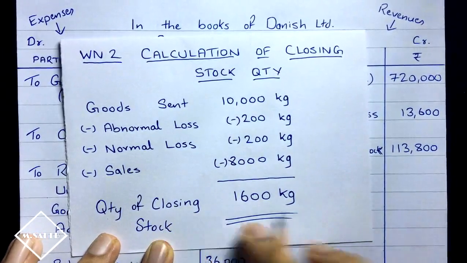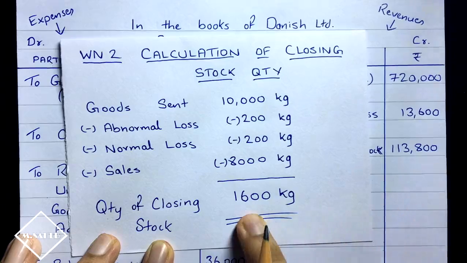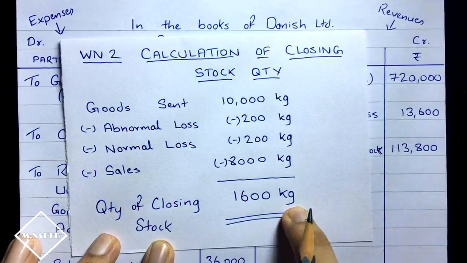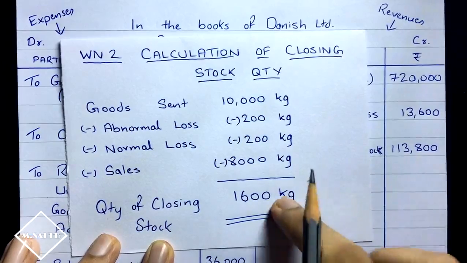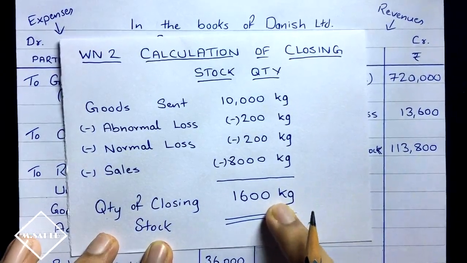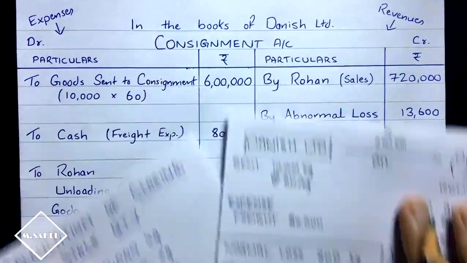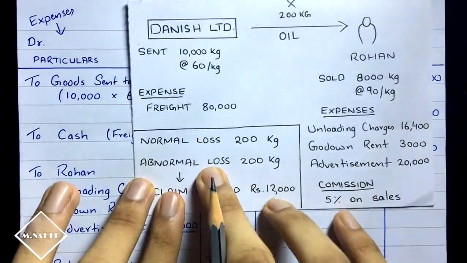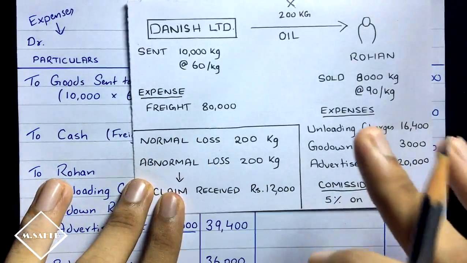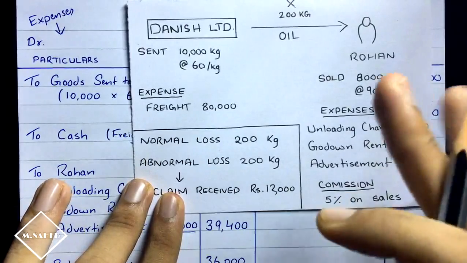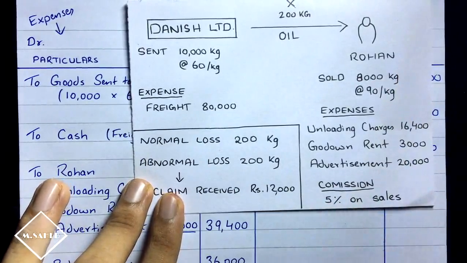Quantity of closing stock. This is quantity, okay? This is not the value. This is the quantity in kgs. Now we have to find the value of this 1,600 kg in rupees. But in this question, since there is normal loss as well as abnormal loss together, the valuation of closing stock is slightly different, okay? But it's very simple. I will show you.